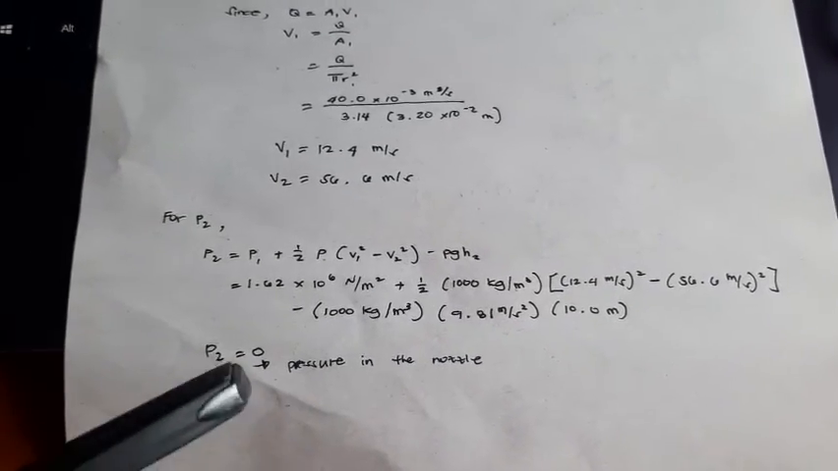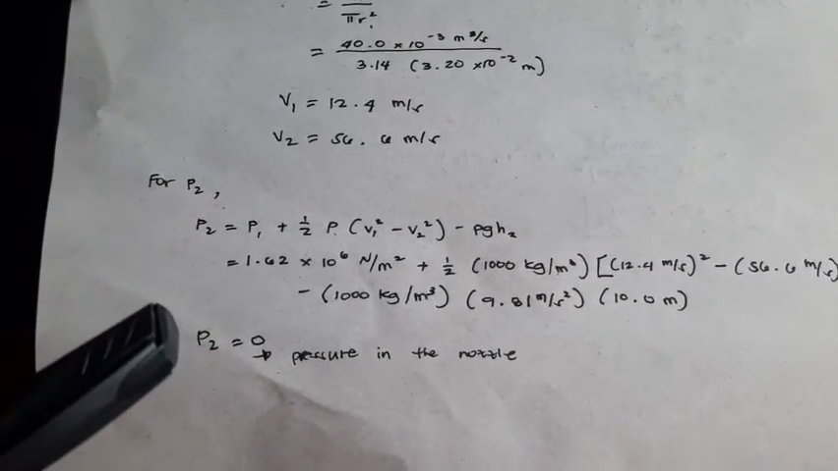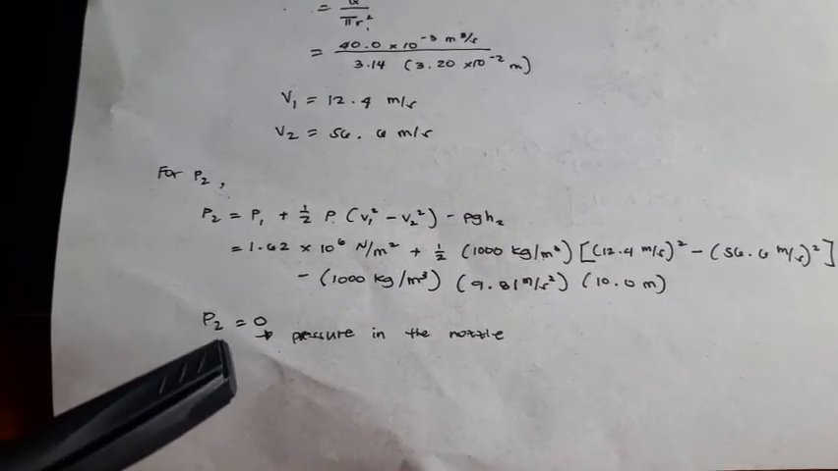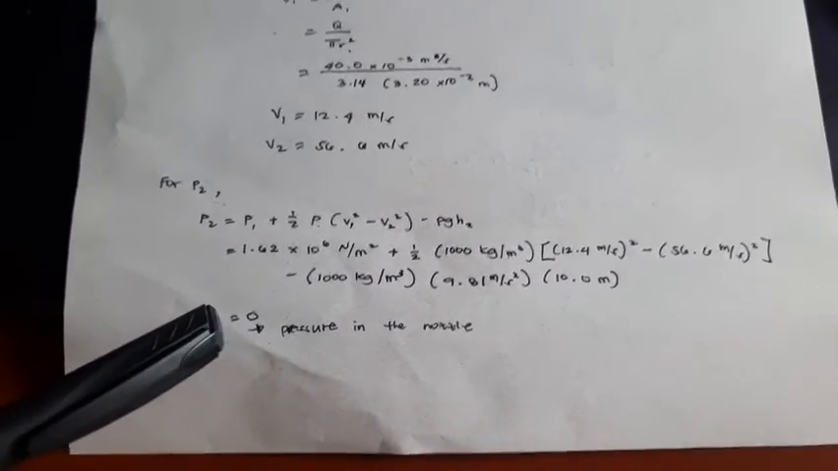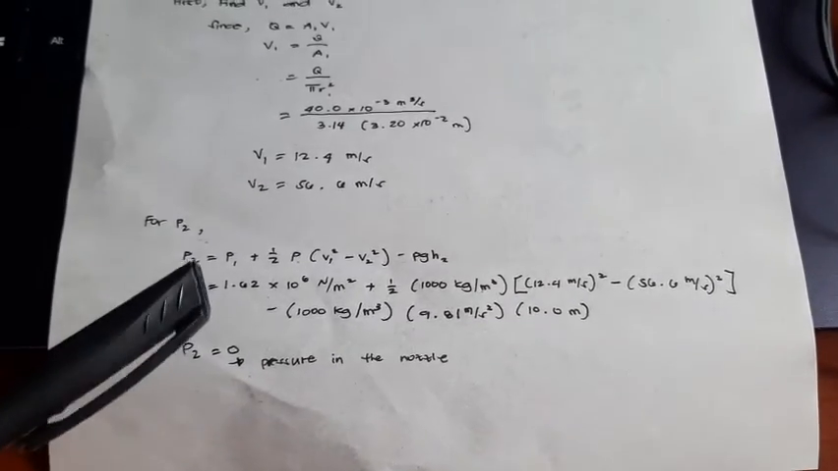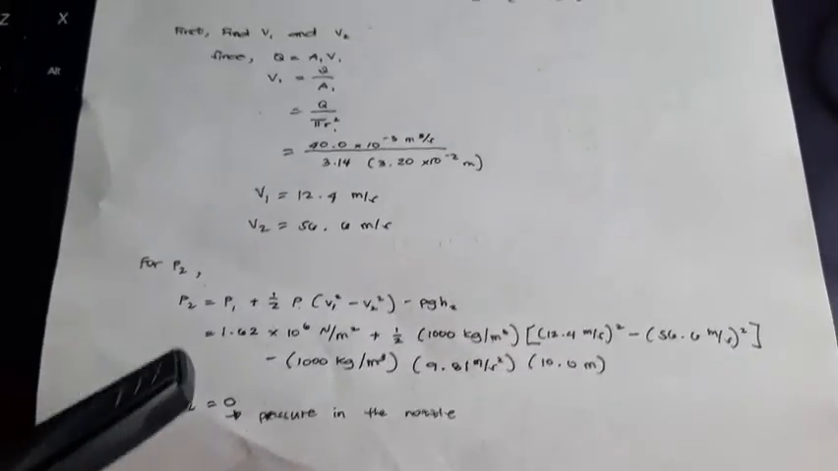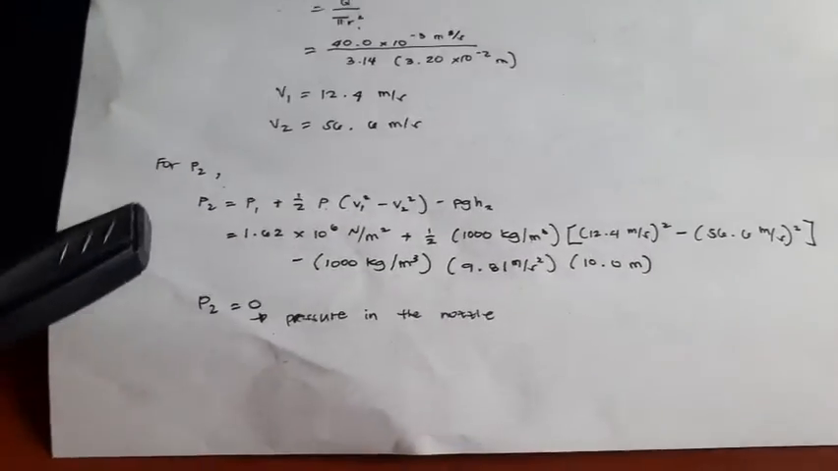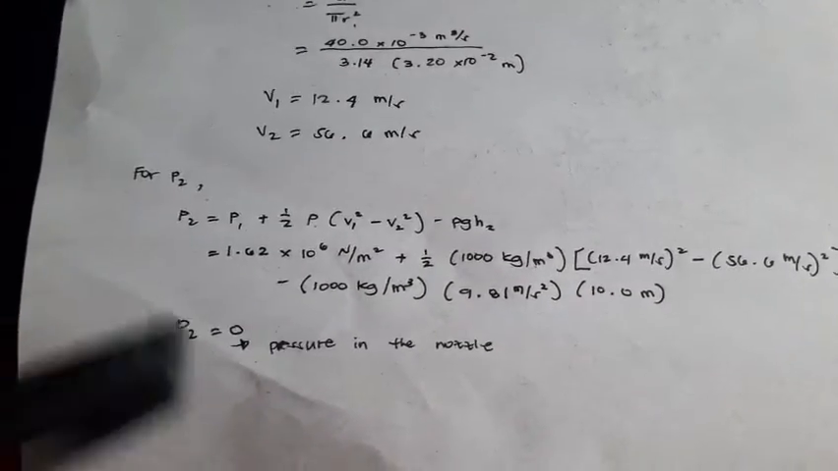So, therefore, the pressure in the nozzle is equal to 0. The value is the same as atmospheric pressure, since the gauge pressure is relative to the atmosphere. So, therefore, the pressure in the nozzle is equal to 0.